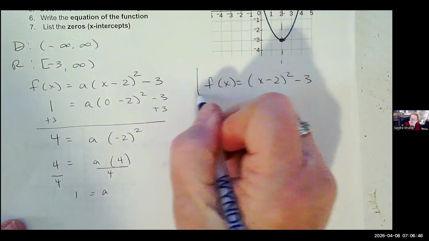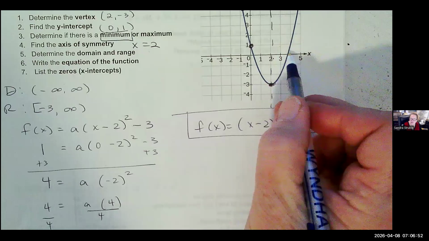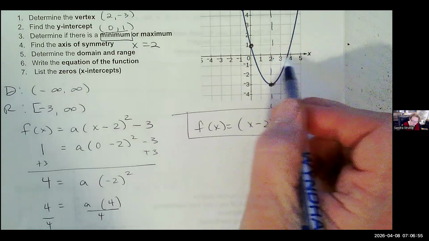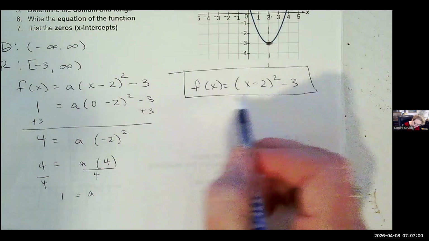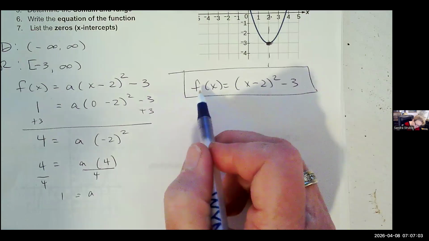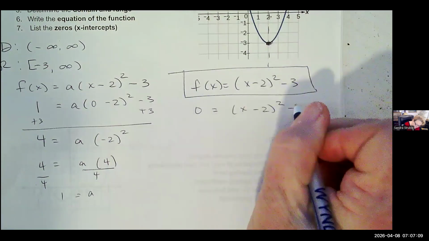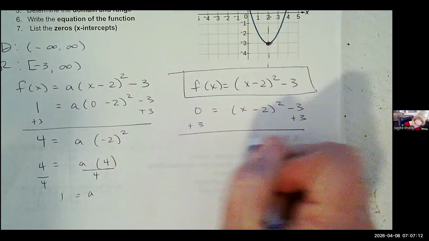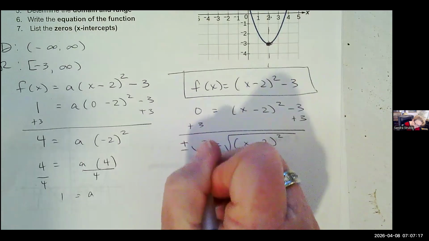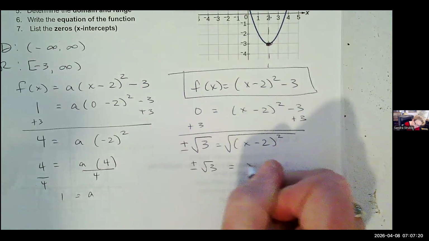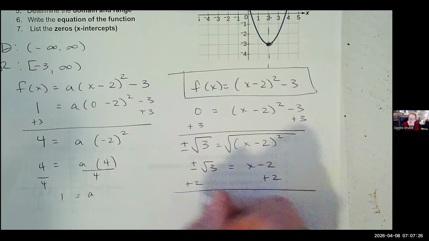And lastly is find the zeros. Now notice you cannot see what the zeros are here. You're not going to be able to guess what that is. I do not want decimals. I want exact. So to do that, I'm going to take my equation and let f of x equal 0. Add 3 to both sides. Square root property, take the square root of both sides, plus or minus on your constant side. And then lastly, add 2 to both sides. 2 plus or minus the square root of 3. Those are your zeros.